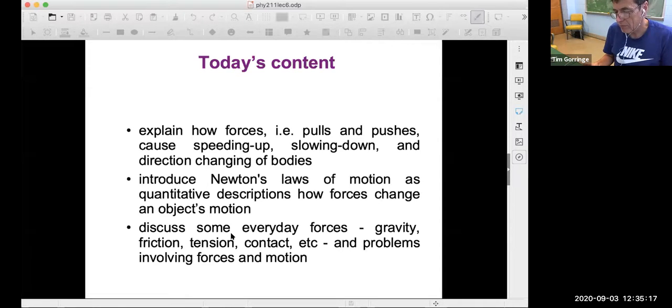And then we'll introduce some everyday forces. We'll talk a bit about gravity, a little bit about friction, a little bit about contact forces, and look at some examples involving these everyday forces that we experience in our everyday world and how they influence motion. The next two classes next week will be much more work on applying Newton's laws to everyday forces to understand the motion of everyday objects. So today's examples will just be a beginning, a start of that work.